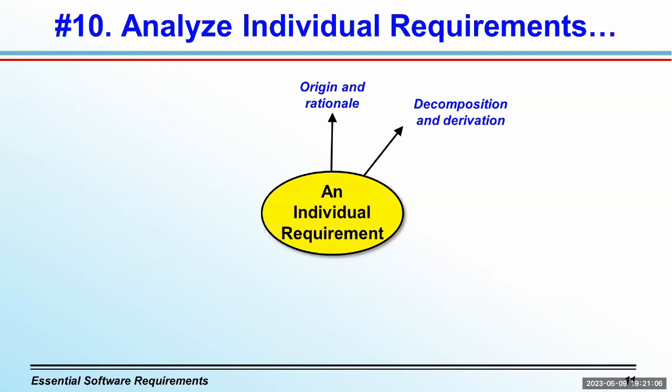A big aspect of analysis is to decompose large or high-level requirements into this sufficient level of detail. And related to that, analysis also includes deriving functional requirements from the various bits of a use case or a story, from business rules, or from other sources.